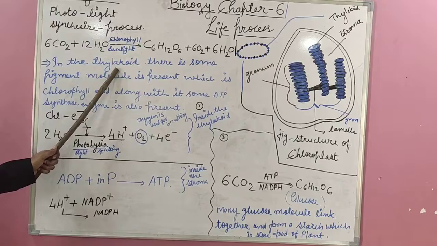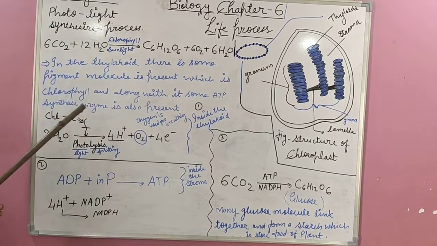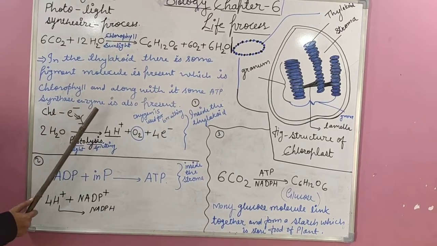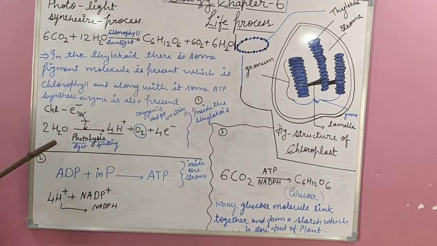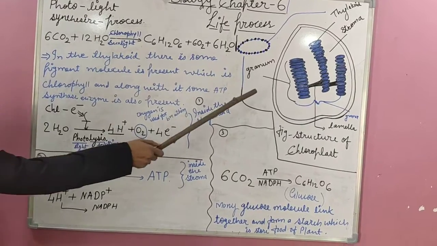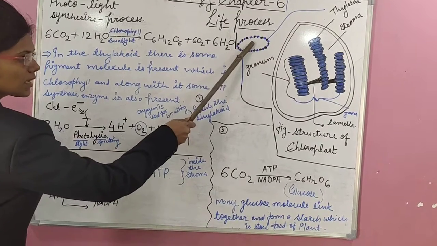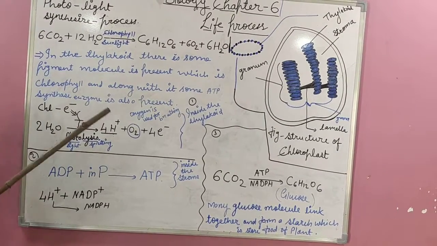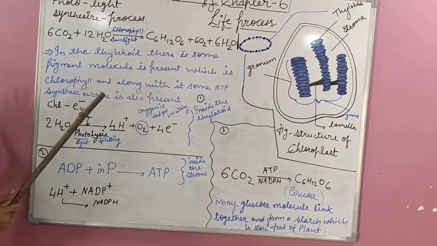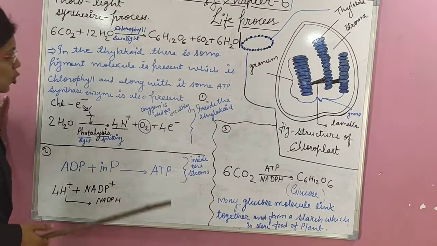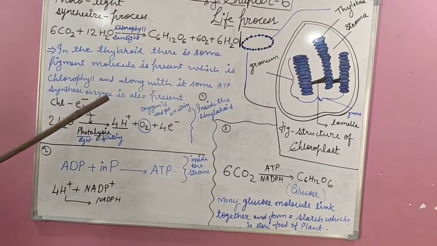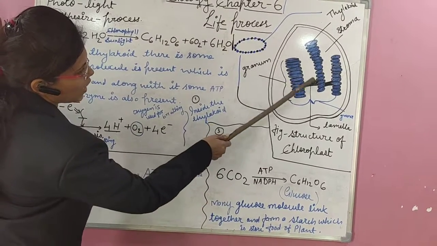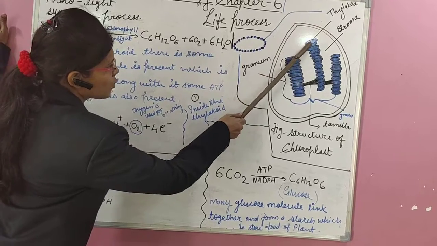So in the thylakoid there is a pigment molecule present, which is chlorophyll, and along with it some ATP synthase enzyme is also present. You know students, the photosynthesis process takes place inside the thylakoid, and overall this process takes place inside the chloroplast. And if we see the structure of the chloroplast, here is a stack of thylakoids, and one thylakoid seems like this.